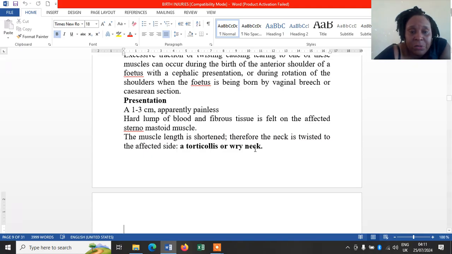On examination, usually it is painless, and a hard lump of blood or fibrous tissue can be felt on the affected side of the sternomastoid muscle. The muscle length is shortened, therefore the neck is twisted to the affected side. For example, if this side is affected, this muscle will be shortened. It means the head will be pulled onto one side of the body, and we shall call it a torticollis, or in normal language, people will call it a wry neck.